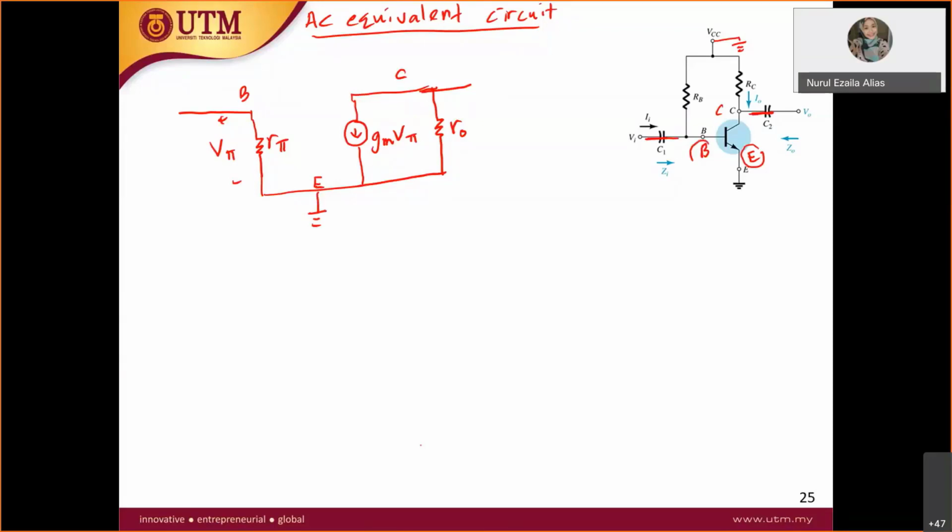Base. What do you see here? At the base, you are seeing an RB going to the ground. At the base, the same node, so this is your base. We'll go to the RB and go to the ground. Where is ground? Ground is the same node as the emitter, because the emitter now becomes grounded, right? So this is your RB.